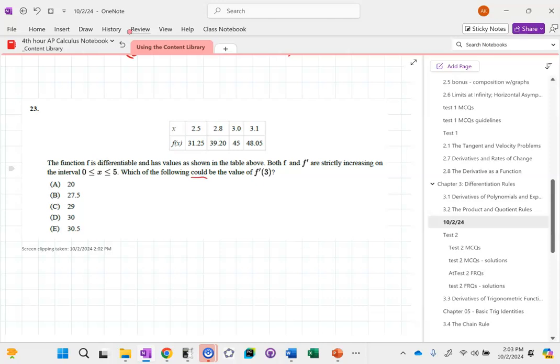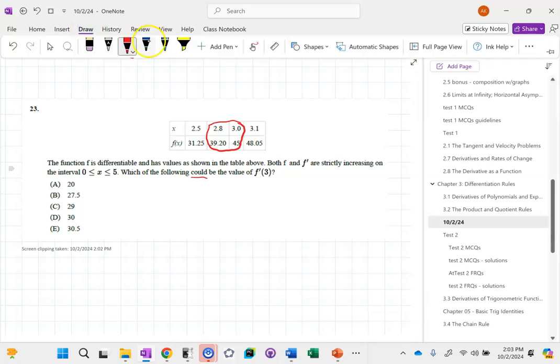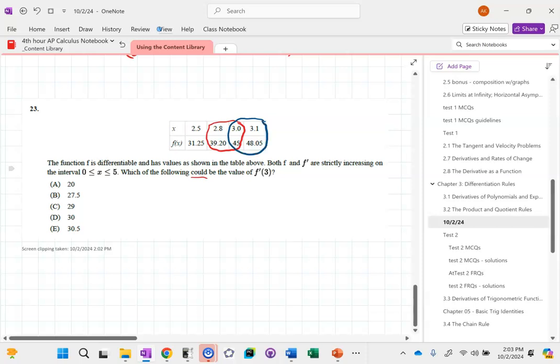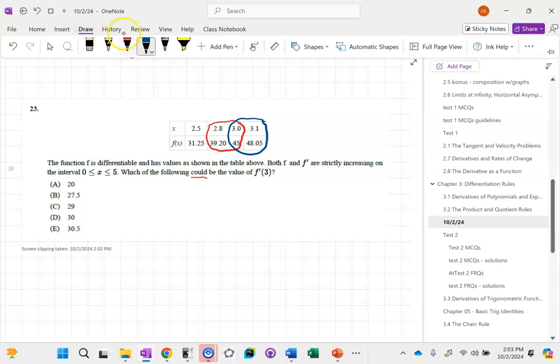So if I know that the derivative is increasing on the interval, what I'm going to do is calculate the average rate of change from 2.8 to 3 and the average rate of change from 3 to 3.1. And I know that the derivative at 3 should be somewhere in between those two numbers. Cool with the plan? To calculate the average rate of change, that is just slope.